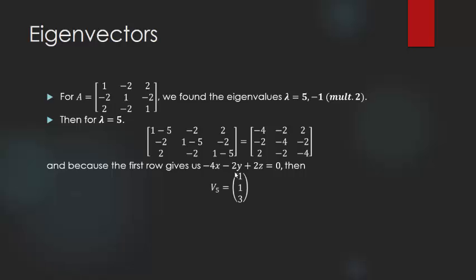To get an eigenvector, you could really plug in anything for x and y. What I have done is I've plugged in 1 for x and 1 for y. When I do that, I get negative 6 plus 2z equals 0. Solving for z, I get 3. This would be an eigenvector for the eigenvalue 5.